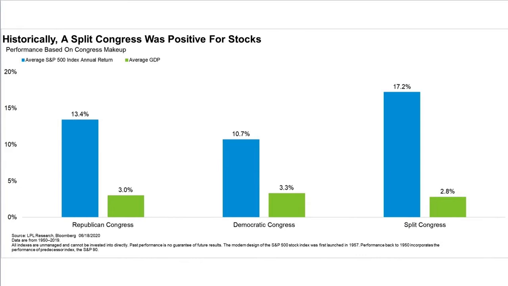I think the real question is, does it make any difference? It really doesn't, because if you look at historic returns since 1950, when you've got a Republican Congress, the GDP growth rate has been 3%. When you have a Democrat Congress, GDP growth rate has been 3.3%, and a split Congress, 2.8%. So if you think about economic activity and the political pressures that could come from that, historically, it really has been somewhat irrelevant.